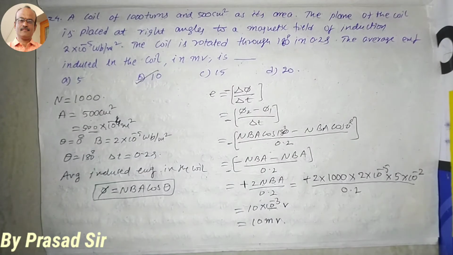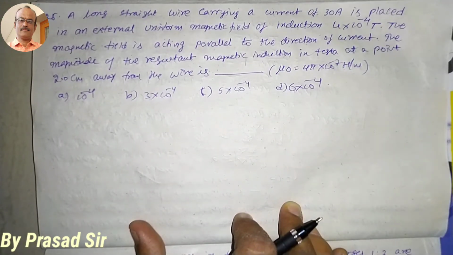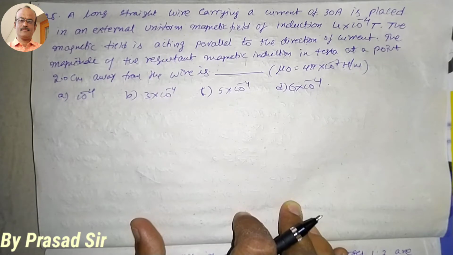Option B is correct. Now the question number 25. A long straight wire carrying a current of 30 amperes is placed in an external uniform magnetic field of induction 4 into 10 to the power of minus 4 Tesla. The magnetic field is acting parallel to the direction of current. The magnitude of the resultant magnetic induction in Tesla at a point 2.0 centimeters away from the wire. So here we want to calculate the resultant magnetic field.